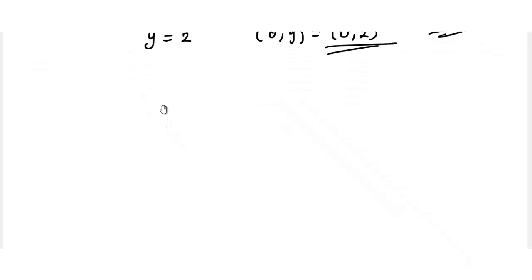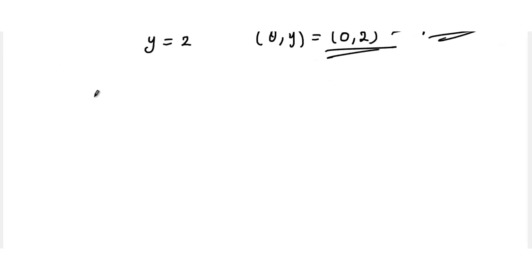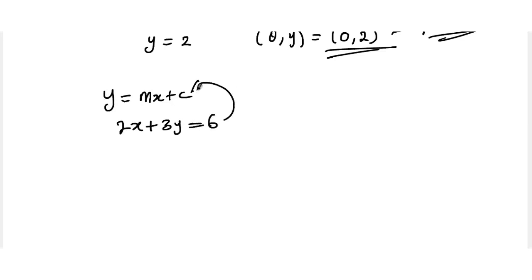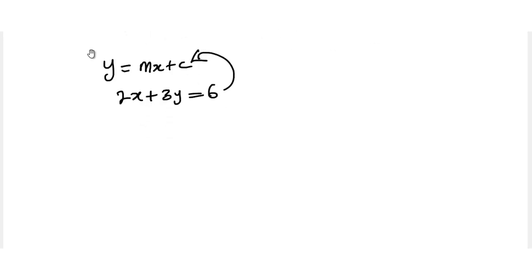Now, another way we can determine the y-intercept, which is only valid for y, is to use the slope-intercept form of the equation of a straight line. The slope-intercept form is given by y is equal to mx plus c, where m is the slope and c is the y-intercept. So all we need to do is transform 2x plus 3y is equal to 6 to look like this. That implies we have to make y the subject of the formula.